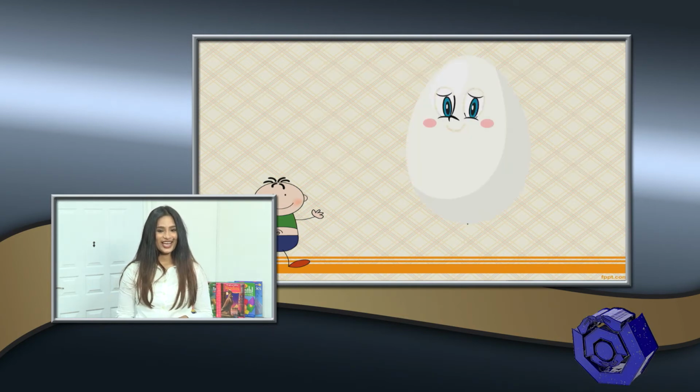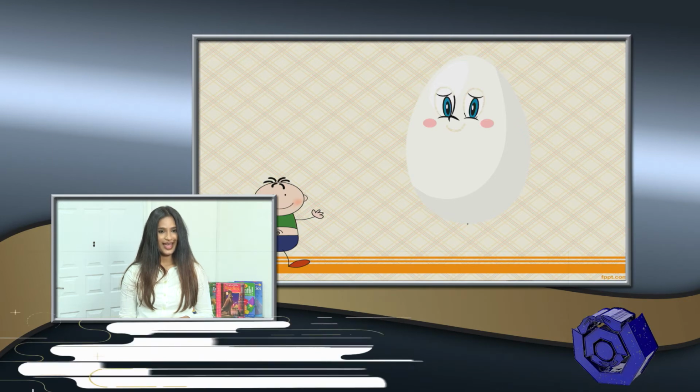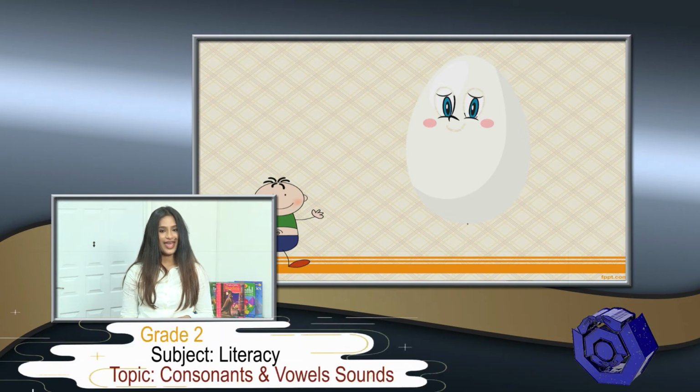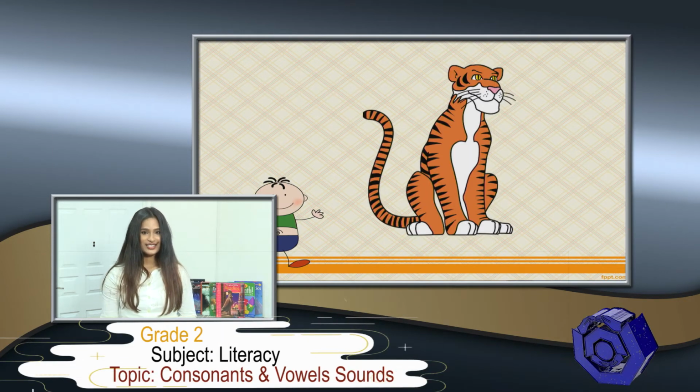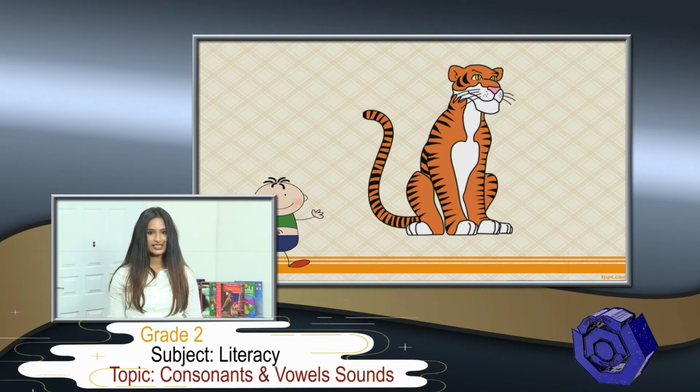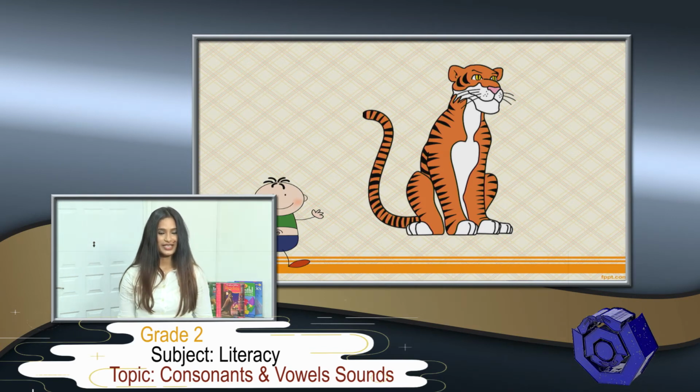Now we're going to look at this picture. This is a picture of an egg. Now let's focus on the sound that's at the beginning of this word. Egg, egg, eh, eh, egg. Let's look at our picture again. Tiger. Focus on the beginning sound, tiger. The sound you hear in front of tiger.